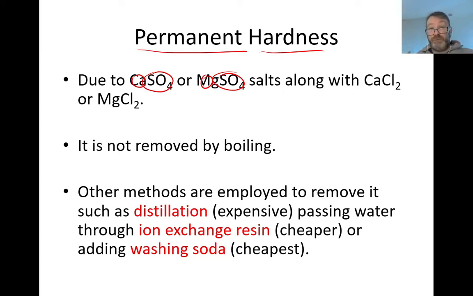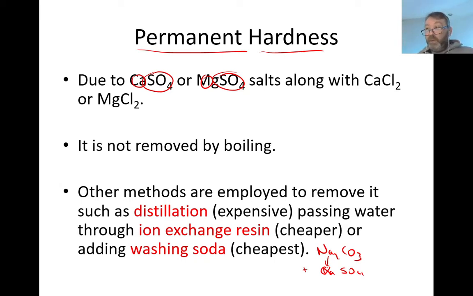And what they simply do is they suck out the calcium and the magnesium and they shove in sodium. So they take out the ions that cause the hardness and they replace them with an ion that doesn't cause hardness. Or, lastly, washing soda. Now, washing soda is sodium carbonate, Na2CO3. And what we can do there, if we add that into hard water, let's say, for example, water containing CaSO4, here's what happens. The sodium replaces the calcium completely, and you end up getting sodium sulfate, which is soluble in water and doesn't cause hardness.